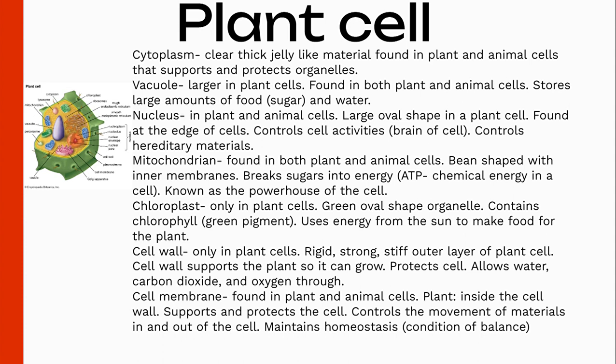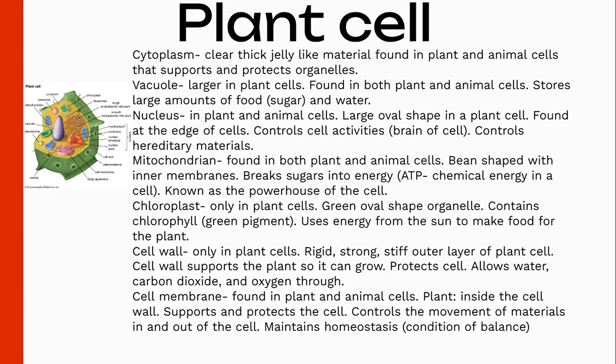We have the cell wall, which is only in plant cells. It's a rigid, strong, stiff outer layer of a plant cell. The cell wall supports the plant so it can grow. It protects cells. It allows water, carbon dioxide, and oxygen through.